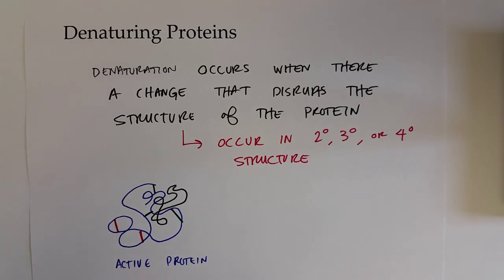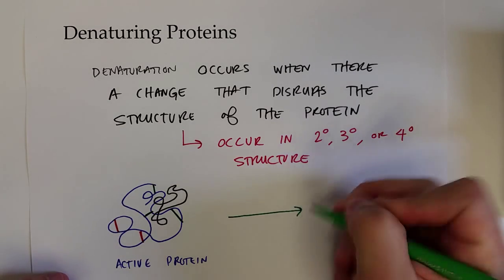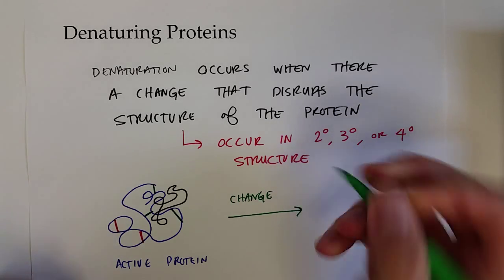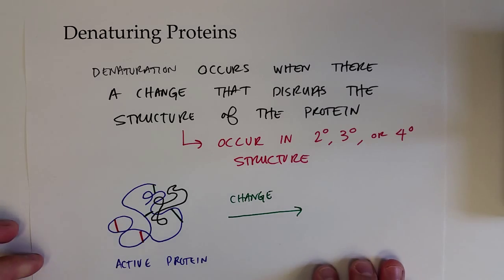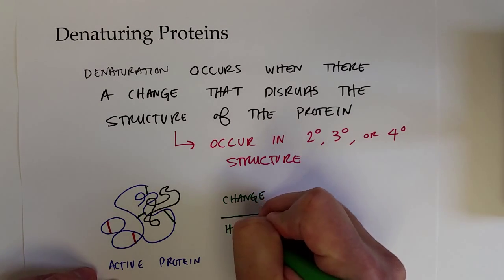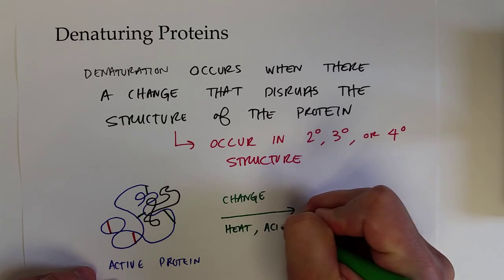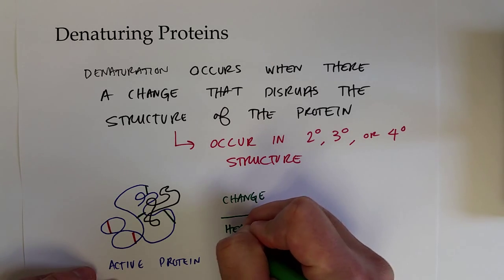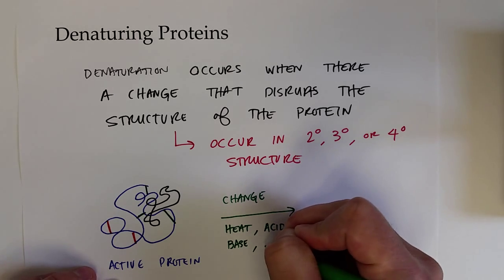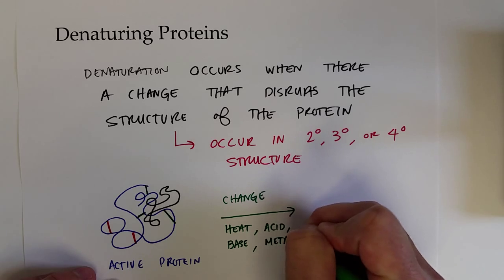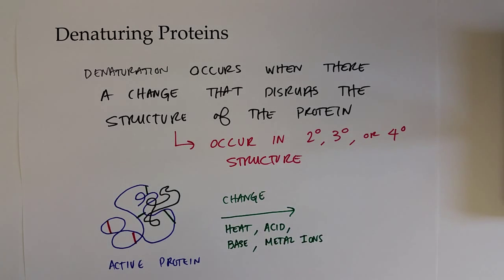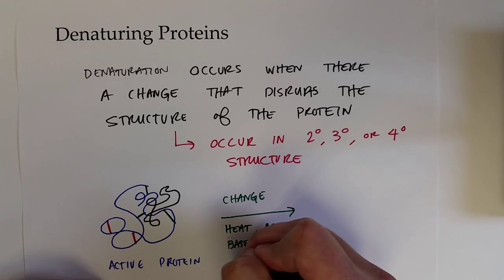And a change occurs. And the change can be a lot of things that can disrupt the protein, depending on what protein it is. It could be heat. It could be changes in pH, either the acid or the base being added. Metal ions, heavy metal ions, can also disrupt the protein structure. And even just mechanical agitation.